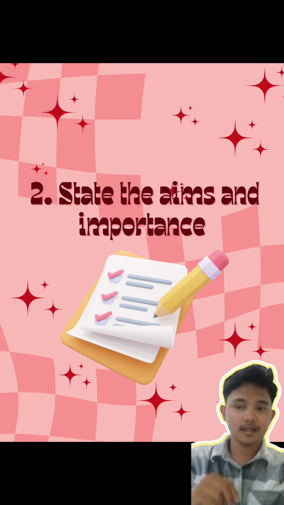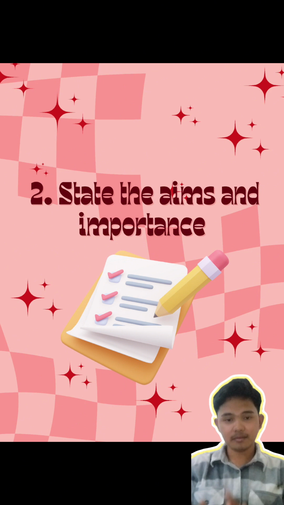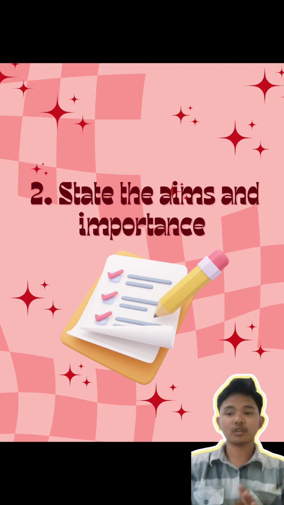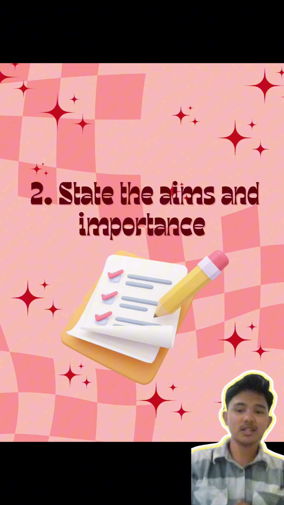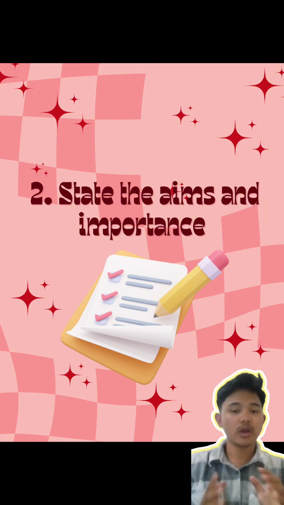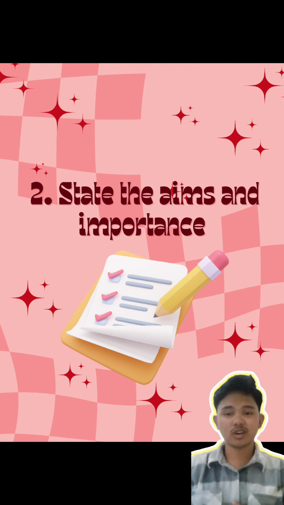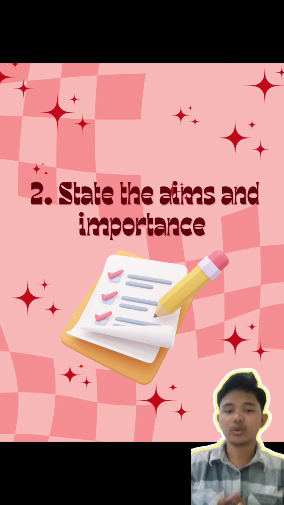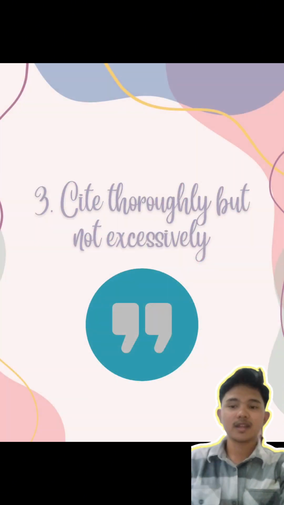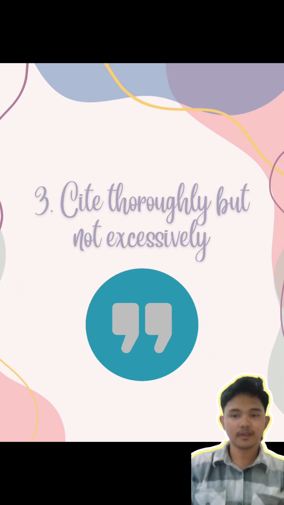Second is to state the aims and importance. Papers rejected for not showing the importance of the topic or lacking clear motivation usually neglect this point. Say what you want to achieve and why your readers should be interested in finding out whether you achieved it. The basic structure can be as simple as: we aim to do X, which is important because it will lead to Y. Third, cite thoroughly but not excessively.